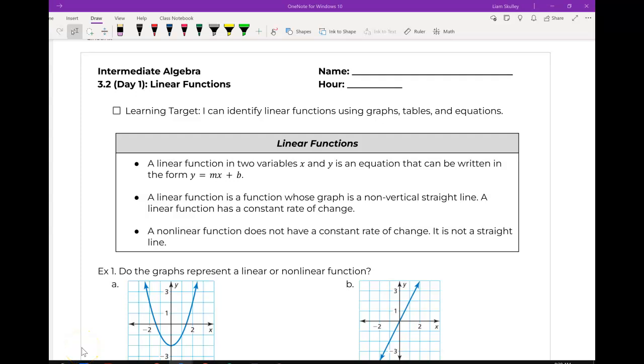Our learning target for today is, like we do with functions, to work on identifying things. If we're given something, whether it's a graph, a table, or an equation, can we determine whether it's linear, and do we have a way to justify that?